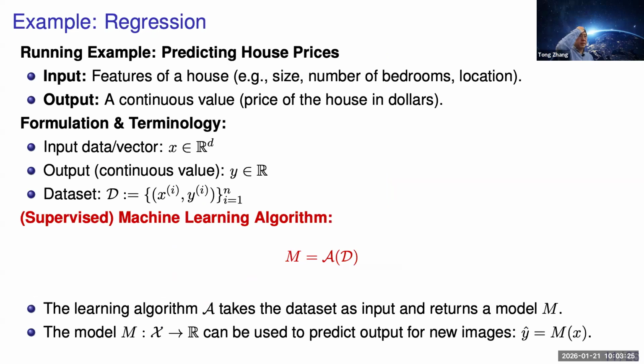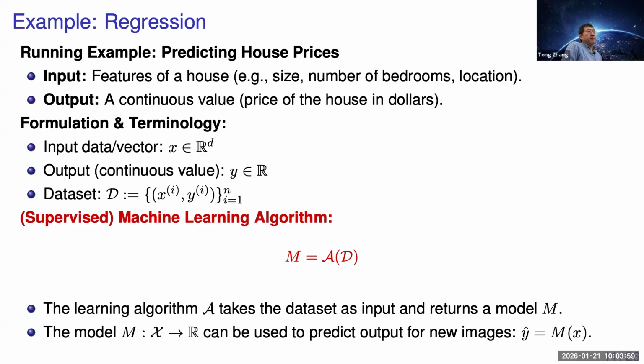Another example is regression. Regression is predicting real numbers instead of predicting categorical labels. I mean, stock prediction or price prediction, whatever the prediction problems, usually they involve a lot of real numbers.